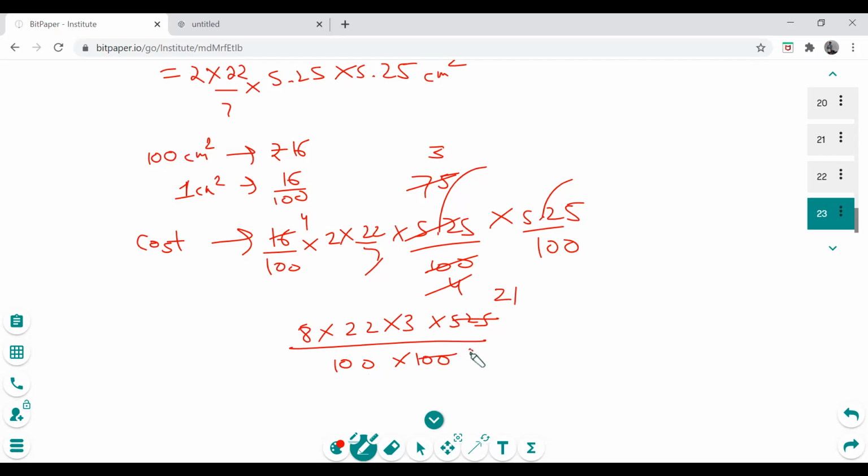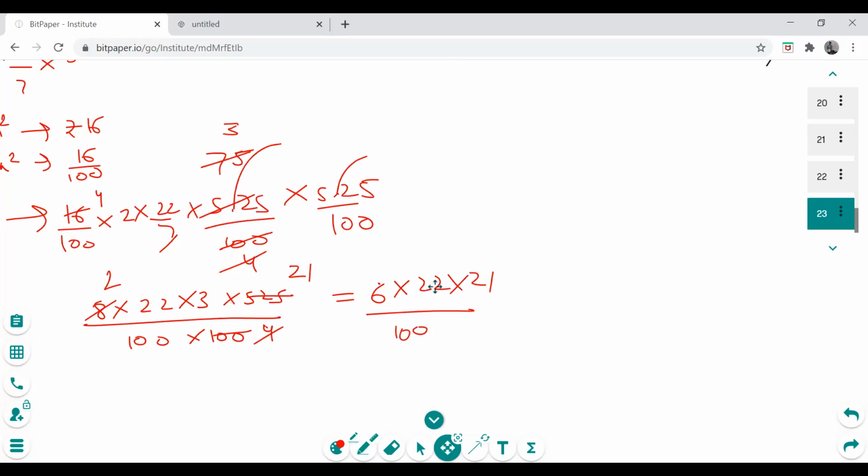4 times 2 gives me 8. That's good. So it's 3 times 2 gives me 6. 22, 21, divided by 100. Now don't cancel out. Okay, don't divide by 2s. I know you may be wondering why not, because that will make your calculations tougher. You can do an easy thing here.